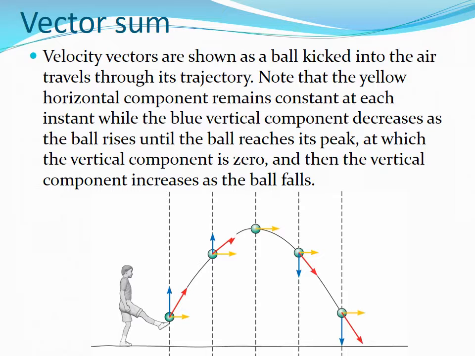Velocity vectors are shown as a ball kicked into the air travels through its trajectory. Note that the yellow horizontal component remains constant at each instant, while the blue vertical component decreases as the ball rises until the ball reaches its peak, at which the vertical component is 0, and then the vertical component increases as the ball falls.